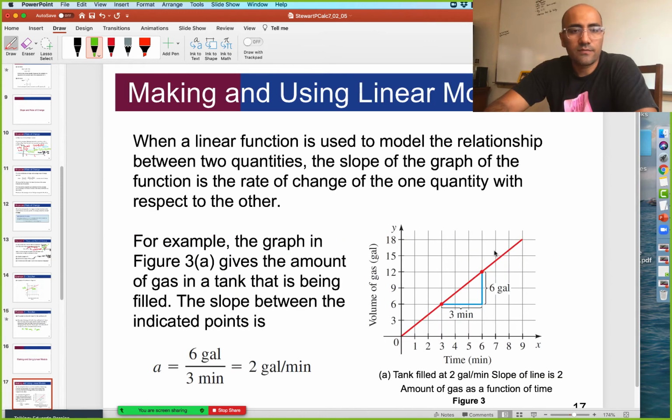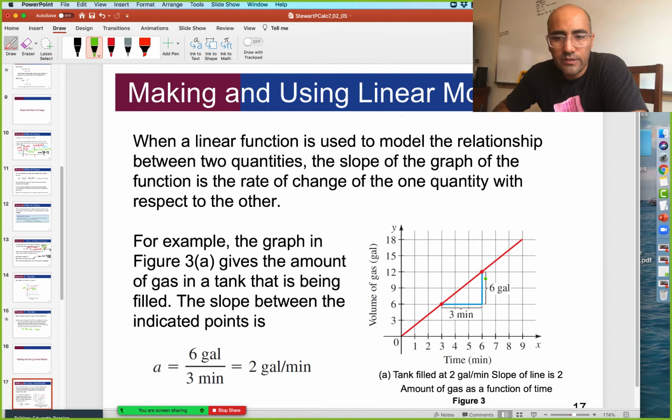Making and using linear models. Okay. When a linear model is used to model a relationship between two quantities, the slope of the graph of the function is the rate of change of one quantity with respect to another. So here we have an example where we have time on the horizontal axis, and on the vertical axis we have volume of gas. So maybe you're filling up your gas tank and you're checking to see how fast it is filling up. In a time span of 3 minutes, 6 gallons were added to the tank.